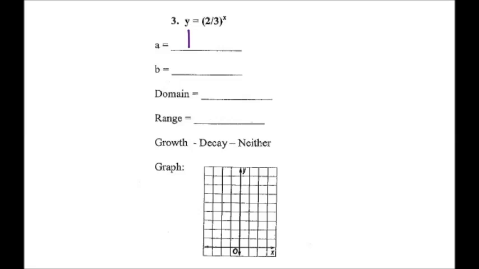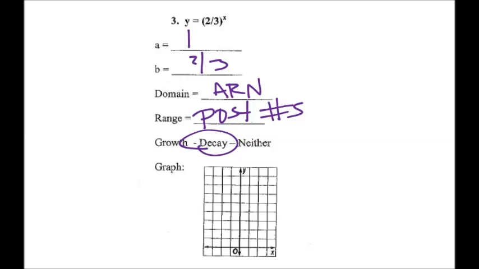a is 1, b is 2/3, domain is all real numbers. The range, look at a, it's positive, so the range is positive numbers. Growth, decay, or neither? a and b are both positive, so look at b, it's a fraction, so it's decay. It has to go through the point (0, 1). It's decay, so it's going down, so something kind of like this.